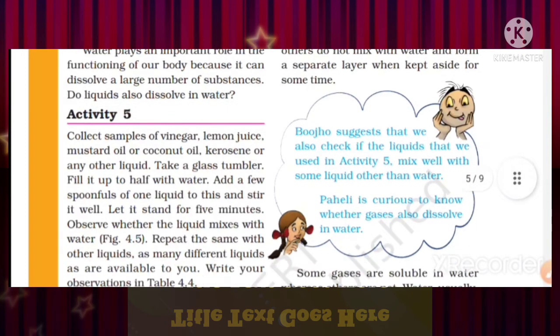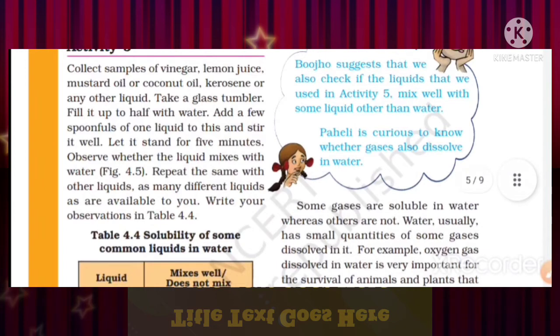Okay. Now activity 5: collect samples of vinegar, lemon juice, mustard oil or coconut oil, kerosene or other liquids. Take a glass tumbler and fill it up to half with water. Add a few spoonfuls of one liquid to this and stir it well. Now let it stand for 5 minutes. Observe whether the liquid mixes with water or not. Repeat the same with other liquids, as many different liquids as are available to you. Write your observations.